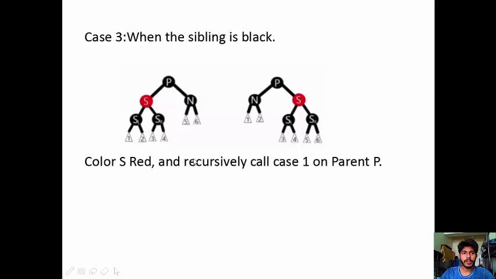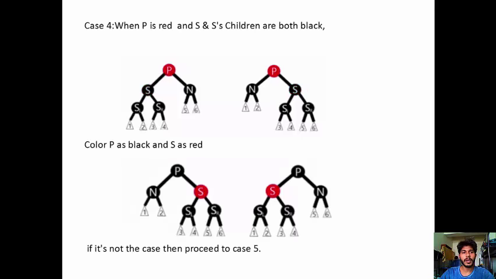Well, if it is also not the case, then we have our next case. Here both S and N, the sibling and the node to be deleted, are black. Also the sibling's left and right children are black, but the parent is red. So what we have to do is color P black and S red. Here we swap the colors of both P and S.